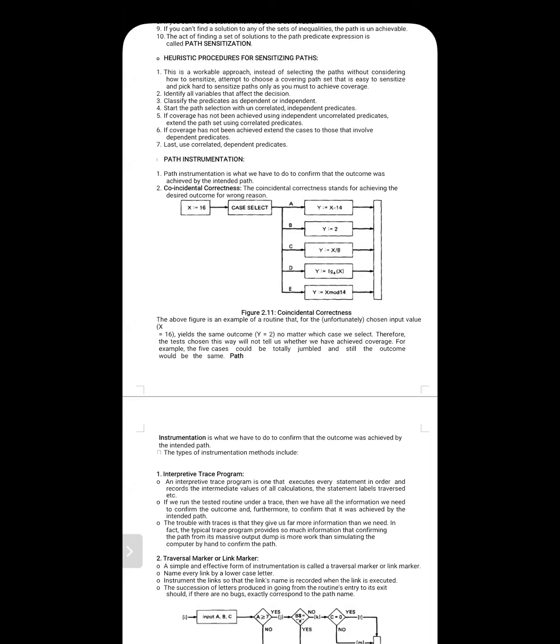Next one, identify all variables that affect the decision. Classify the predicates as dependent or independent. Path selection with uncorrelated, independent predicates. These are the heuristic procedures for sensitizing paths. Okay, this is about path sensitization.